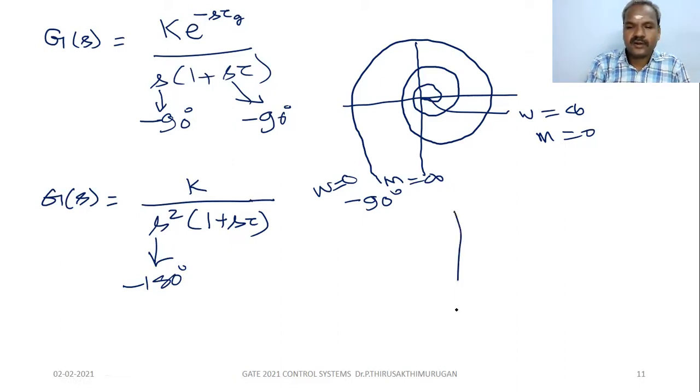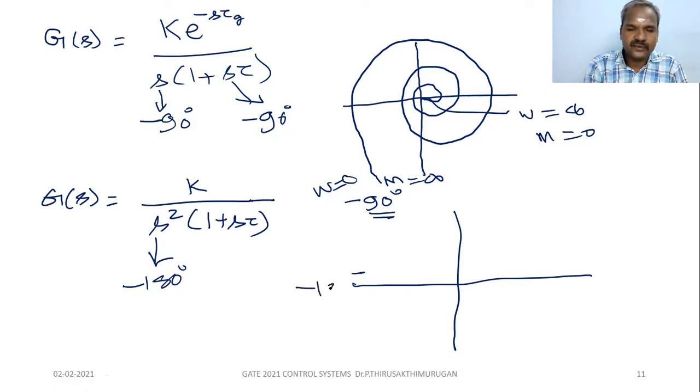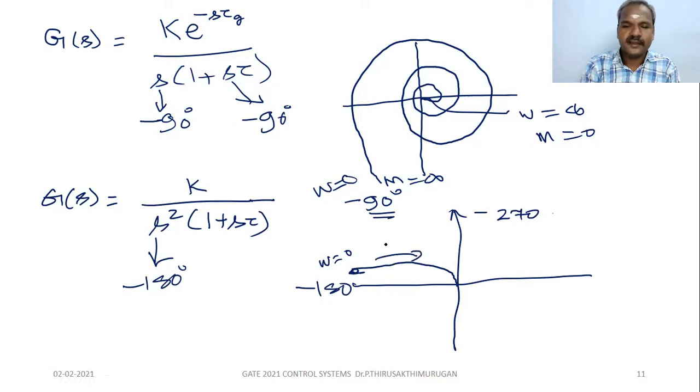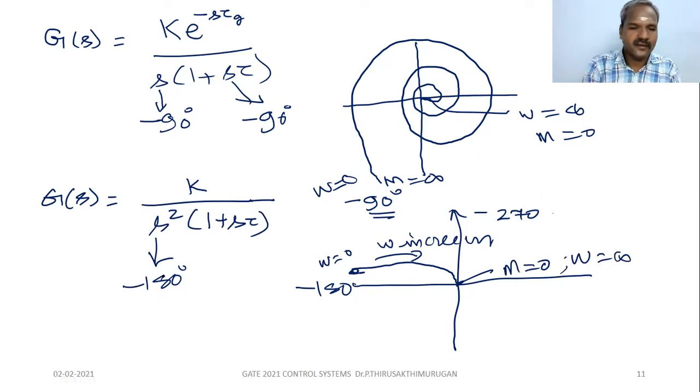Say that the plot, when omega is increasing, it starts at minus 180. So when minus 90, it starts here. When minus 180, when omega is 0, it starts here and ends at minus 270. Right? So this is omega increasing. So at this point magnitude is 0, omega is infinity. Understand?